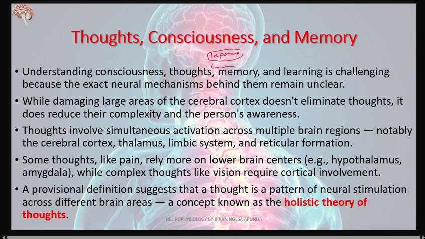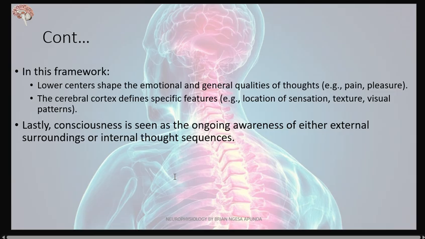So those with a lot of logic are likely to use the cerebral cortex, while those that are essentially emotional kind of thoughts are likely to involve the brainstem area, where we have the reticular area that is a major area. So when you think of thought, it is not just a specific part, but we have many parts neurologically connected. So this is what you can refer to as the holistic theory of the thoughts. In this framework, the lower centers shape the emotional and general qualities of the thoughts, like thoughts of pain, thoughts of pleasure.